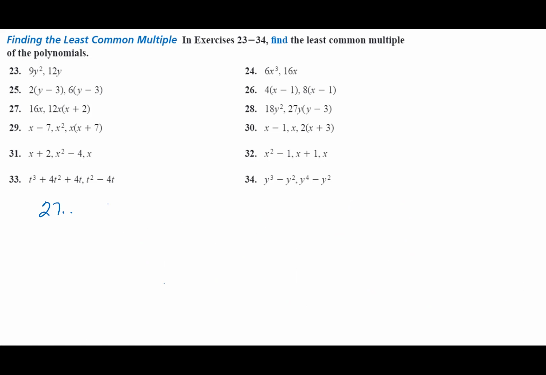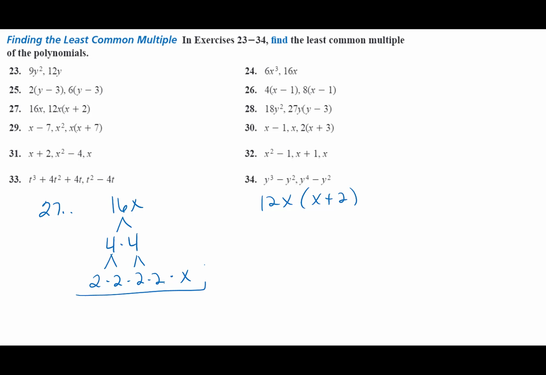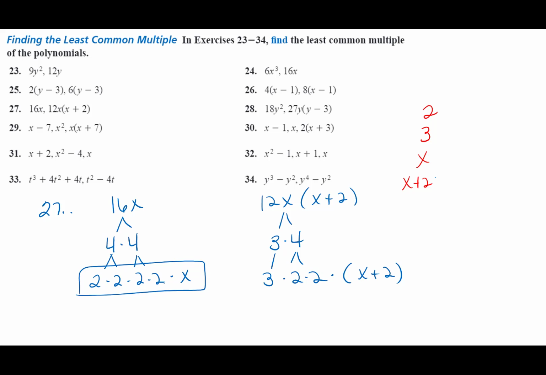Okay, take a look at 27. It's 16x and then 12x times the binomial x plus 2. 16x is going to break down to 4 times 4, to 2 times 2 times 2 times 2, and then times x. That's the list of prime factors. 12x breaks down to 3 times 4, 4 breaks down to 2 times 2, and then you have the binomial x plus 2. So your list of unique factors is we have 2's, we have 3's, we have x's, and the binomial x plus 2.